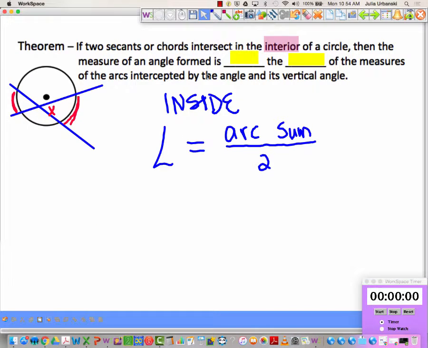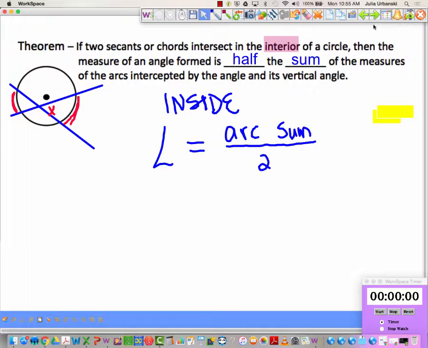So the word here is formed. You do half of the sum. Add the 2 arcs together. They have to be the 2 arcs that are included in between, they surround the x. If they give you a different arc, that might be a clue as to how to figure out the ones that you need.